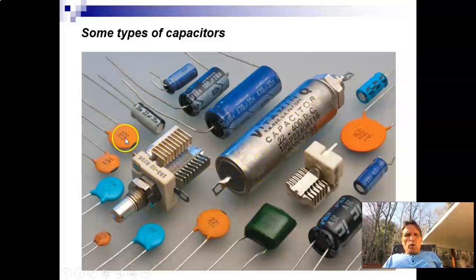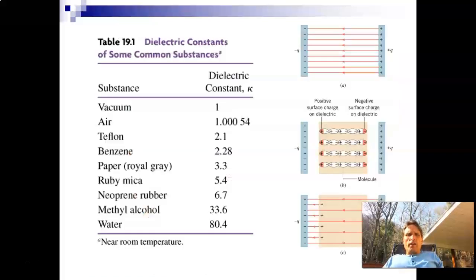here, these little gold ones, have ceramic in between the plates. I think this one is a mica between the plates. And then some of these bigger ones can have an electrolyte in between the plates. So we can put something in, and that will reduce the electric field, and it'll increase the capacity for storing charge and for storing energy.